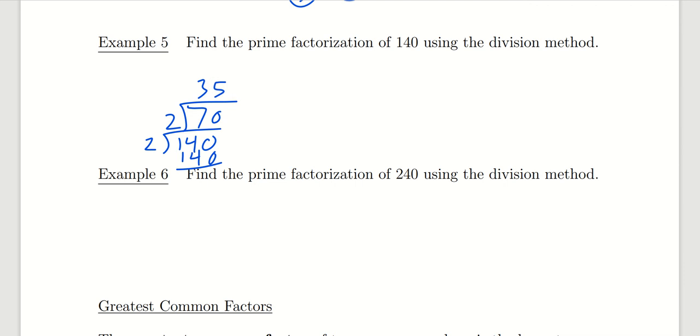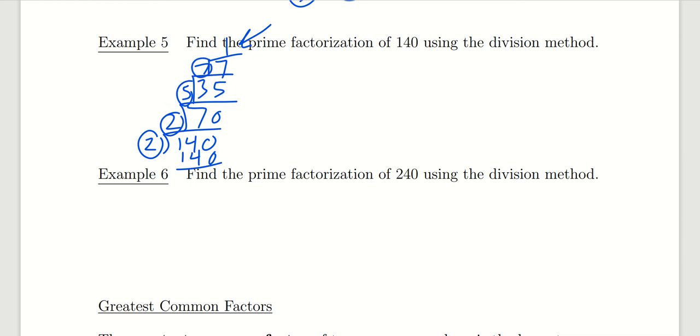2 will not go into 35. The next prime, which is 3, will not go into 35. But the prime after that will, which is the number 5. 5 goes into 35 7 times. And then 7 is a prime which goes into itself once. So in the division, or sometimes called the ladder method, you keep dividing your answer until you get to the number 1. And then the prime factorization is simply the divisors that you had right up until you get to the number 1.